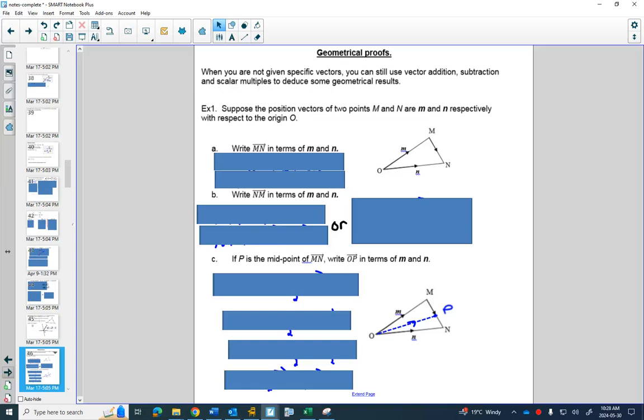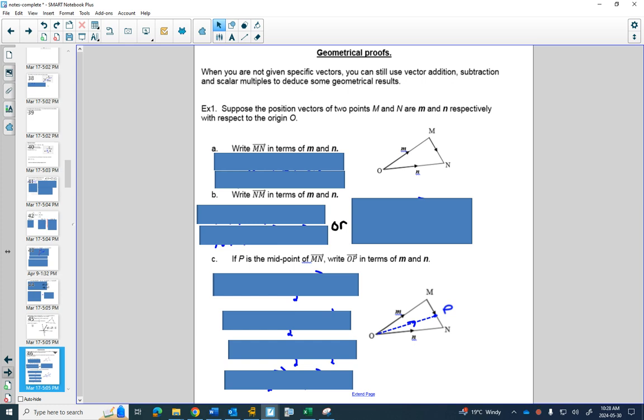Okay, geometric proofs. So we are going to start figuring some stuff out geometrically that you could have done maybe with your other formulas, but now with vectors, you have a different way of figuring them out. Okay, so we'll start off with this.